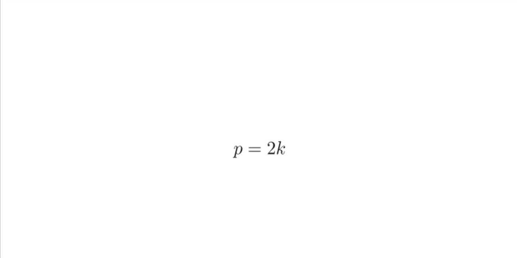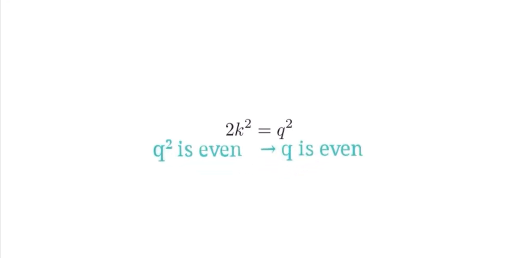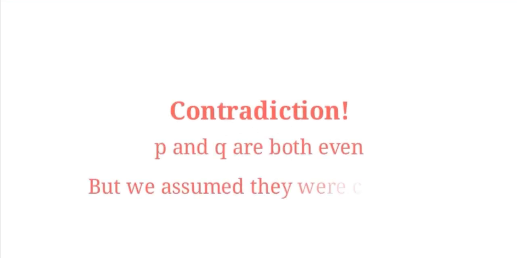This simplifies to 4k squared equals 2q squared, which means 2k squared equals q squared. And just like before, if q squared is equal to 2 times k squared, it means q squared must be an even number. And if q squared is even, then q itself must also be an even number. But wait, we started by assuming p and q had no common factors. But now we've shown that both p and q are even, which means they are both divisible by 2.